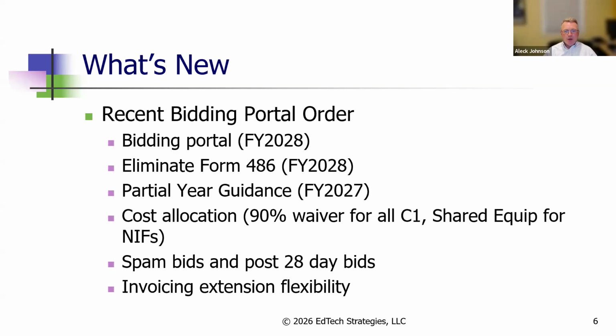They also included information for cost allocation. You will probably remember from previous trainings that we talked about how in the past, for internet access back in 2023, the FCC determined that as long as at least 90% of your internet access use was eligible, you didn't need to cost allocate out the ineligible portions, which was great. They've extended that to cover all of Category 1. So that's going to be true of data transmission services as well as internet access.